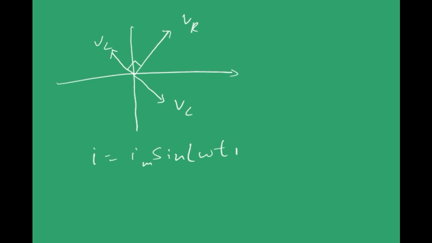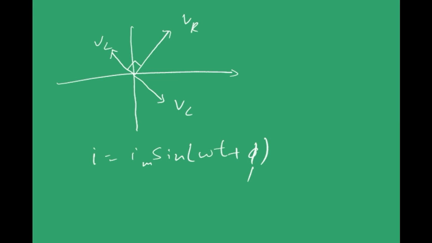Now, let the voltage across the resistance be in this way. The voltage across the inductor will be in this way, ahead by 90 degrees, and the voltage across the capacitor will be in this way: VC, VL and VR. Now let the current be I equal to Im sin(omega t plus phi). Take the current to be in this form, where phi is the phase difference. I don't know what it is, let's calculate it.